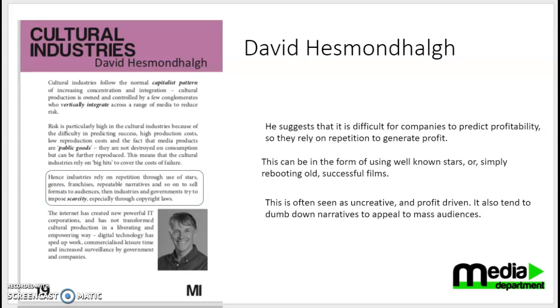They're repeating the same stories, yes, changing them a little bit, but it's like a safety net. They know that they'll be successful. This can be in the form of well-known stars or simply rebooting old successful films. As well as rebooting old successful films, you have stars such as Emma Watson and Scarlett Johansson. You have all of these stars that they're bringing in as well to really maximize profit there. This is often seen as uncreative and profit driven.